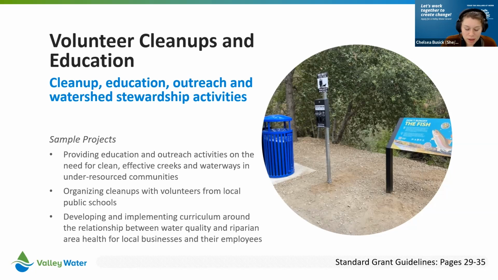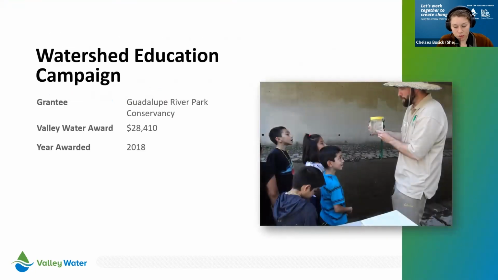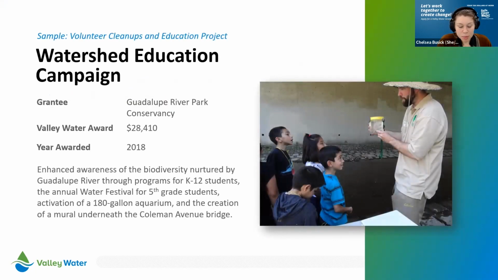Sample projects could include providing education and outreach activities on the need for clean, effective creeks and waterways in under-resourced communities, organizing cleanups with volunteers from local public schools, developing and implementing curriculum around the relationship between water quality and riparian area health for local businesses and their employees. An example of a previously awarded volunteer cleanup and education project is the Guadalupe River Park Conservancy Watershed Education Campaign. We're now going to play a short video clip that highlights this very successful project.